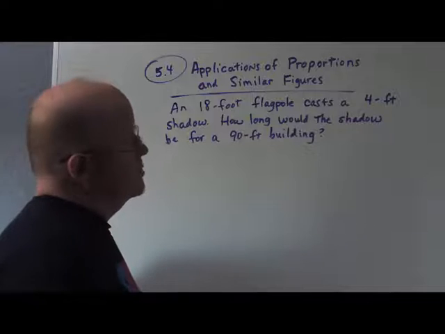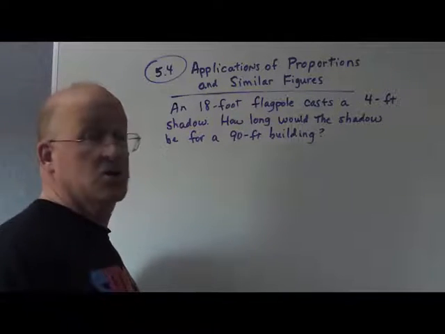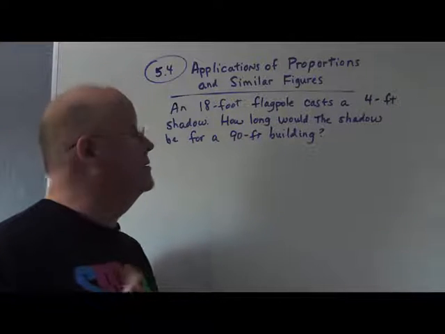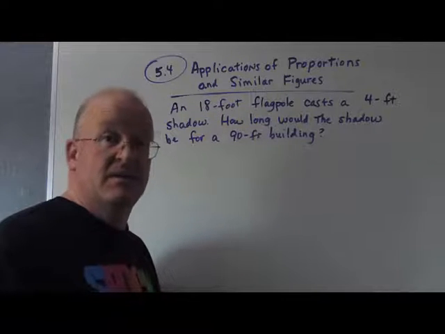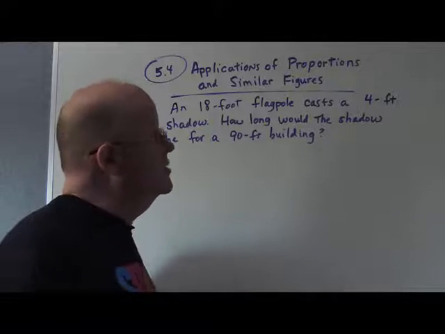In this last word problem, it says an 18-foot flagpole casts a 4-foot shadow. How long would the shadow be for a 90-foot building? Well, you also need to know that it's going to be done at the same time of day so that the angle of the sun will be the same in each triangle we draw.